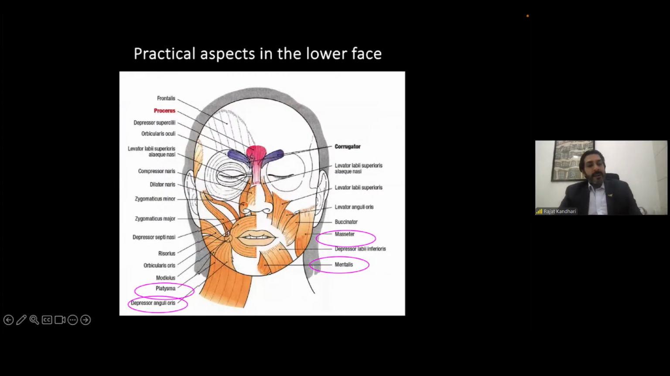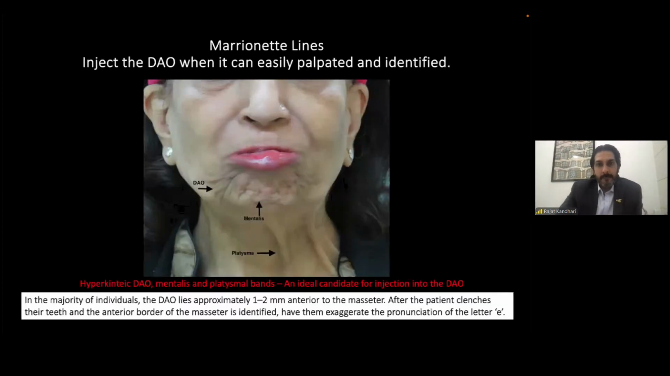Now, other than the depressors of the lower face, there is also one more muscle, which is the masseter muscle, which was talked about, and that is a muscle of mastication of the lower face, which I'll be coming to as we go on.